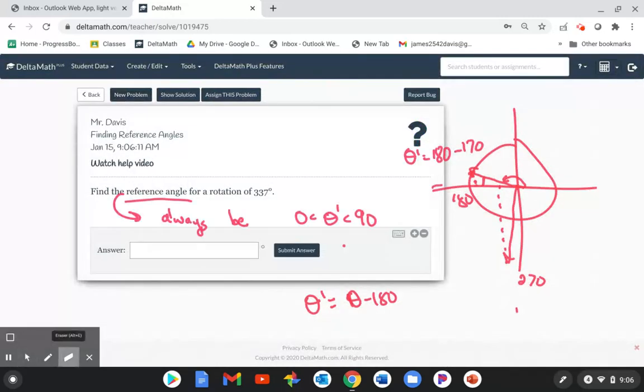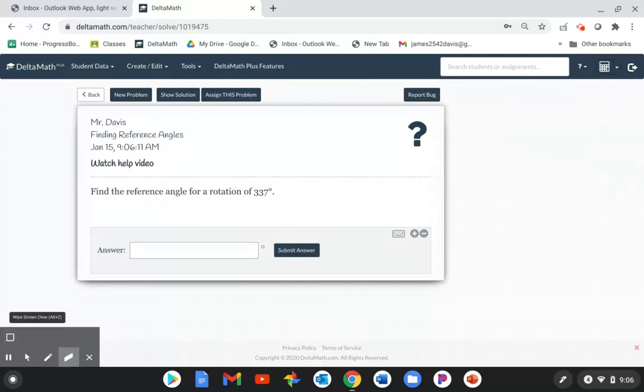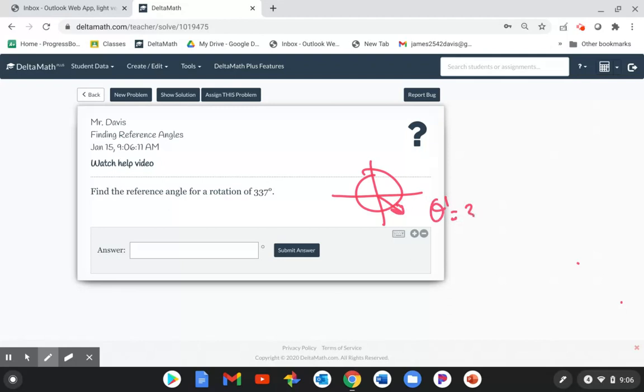All right, last one. You guys do this one. So this one would be the fourth quadrant, right? 337 would be somewhere down here. In the fourth quadrant, theta prime is 360 minus theta. So 360 minus 337, and that gives us 23 degrees.